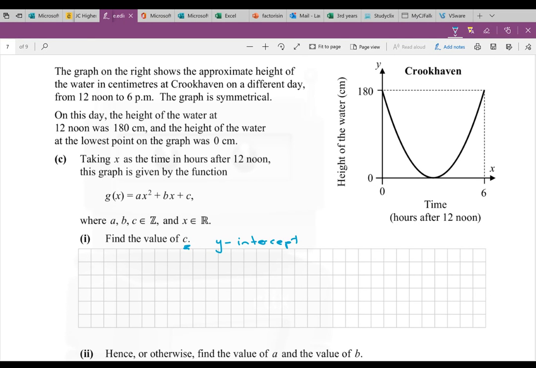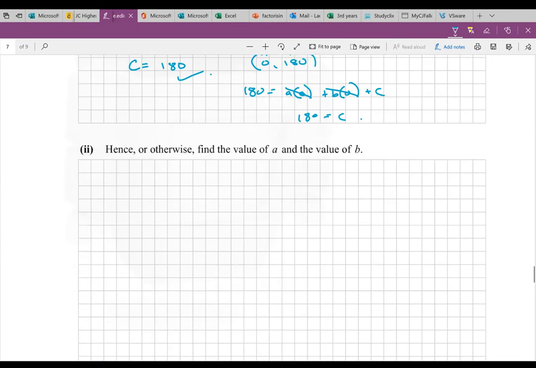So let's look at my graph. Okay, and where it intercepts the y-axis, c is equal to 180. Could have also said that at this point, it's (0, 180), and subbed in my values for x and for y. Remember, g(x), y, is equal to ax squared plus bx plus c. So 180 is equal to a times 0 plus b times 0 plus c. Anything multiplied by 0 is 0. 180 is equal to c. Okay, but we could get it straight away by looking at the graph either.